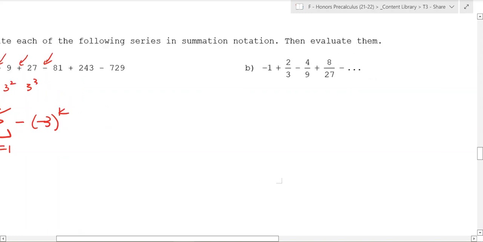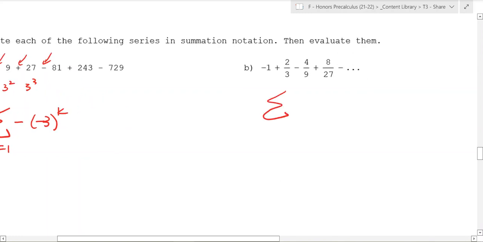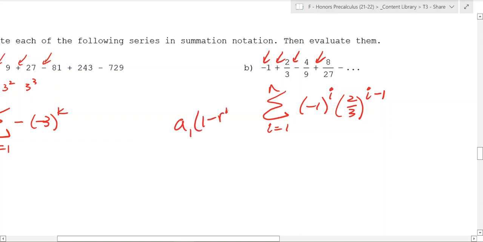Over here, when you do this one out, you can play around with it. It takes practice. You can call the index something other than k, like i equals 1 to n. It's going to be -1 to the i power, meaning it's flipping signs, negative, positive, negative, positive. And then it's going to be 2/3 to the i minus 1 power. You can play around with it to see where that comes from. And then you would use the formula a1 times 1 minus r to the n, all over 1 minus r, to find the sum.